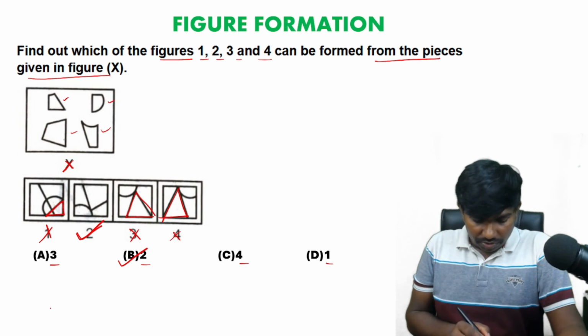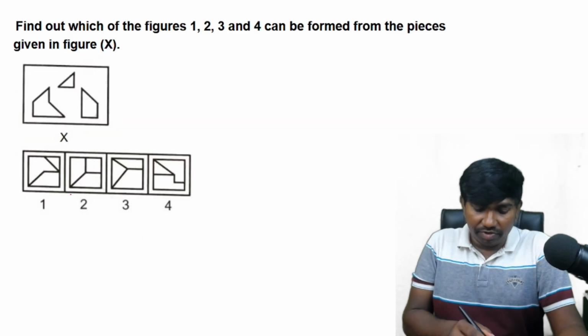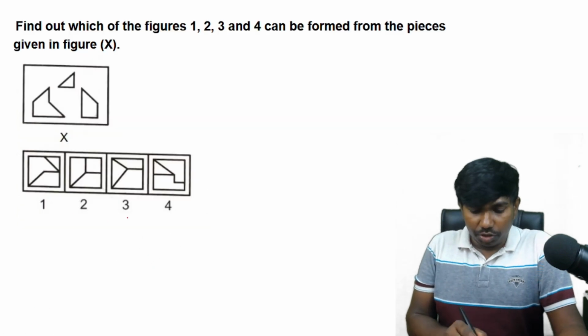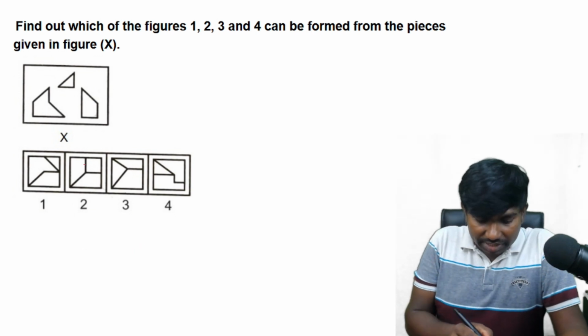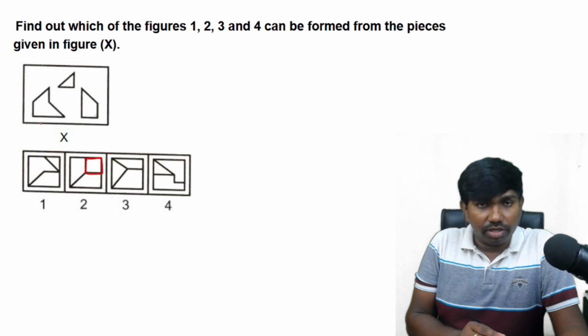Okay, figure 2. From the next question onwards we will deal with the figure numbers only, but you should be careful with the options also while answering. Coming to the next question. Is there any square shape available in the given pieces?